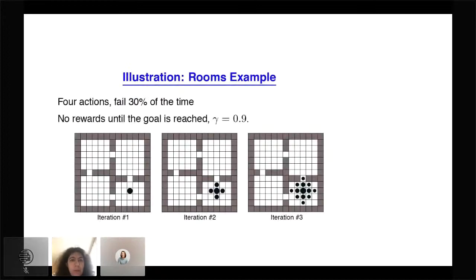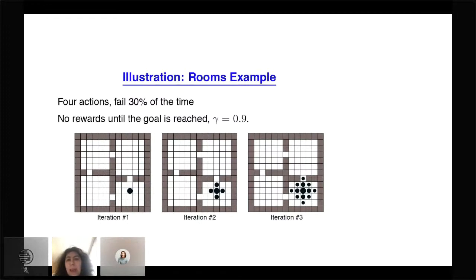This is just to give you a visual depiction of what this looks like. Imagine that you have an agent that moves around in a little maze. Each of these squares is a state in the maze and the actions are up, down, left, and right. And actually the actions are unreliable. So 30% of the time you don't end up in the intended cell, but a random neighboring cell.